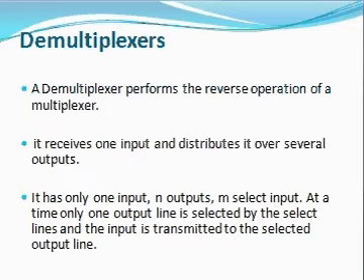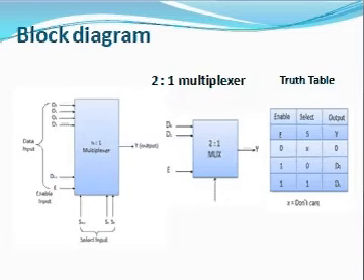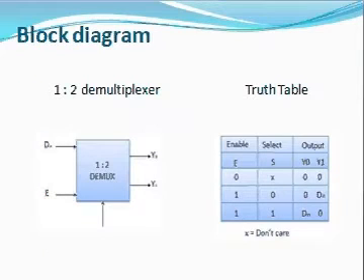And this is the block diagram of a 1:2 demultiplexer. So this is the data input, and for one input there are 2 possible outputs, and this is the selection line. When it is 0, the input is routed through output y0, and when it is 1, the input is routed through the output y1.